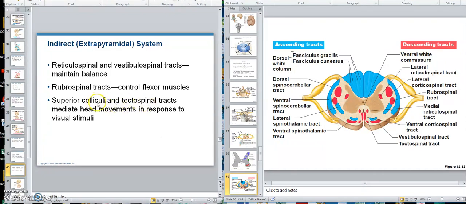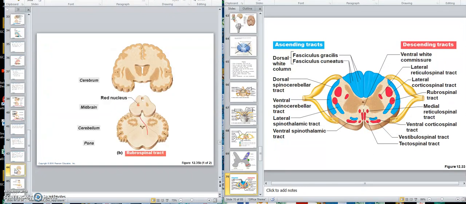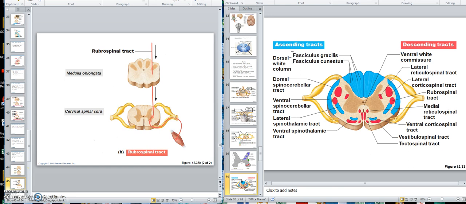Okay. Superior colliculi and tectospinal tracts. We'll talk about the superior colliculi when we get to the brain a little bit. Okay. So here's the root coming from something called the red nucleus. Okay. Rubrospinal.